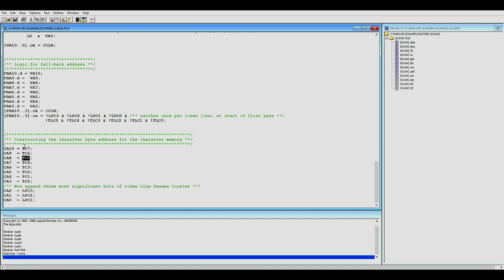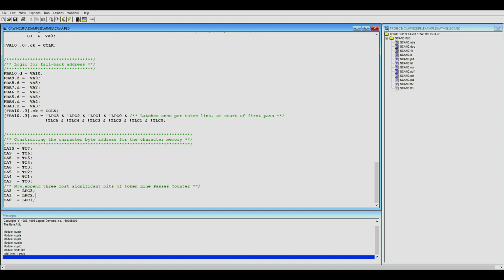We just move token code 7 to character address 10, token code 6 to character address 9, all the way down to token code 0, which goes into character address 3. And then we are left with the 3 least significant bits of that address, which again are just the 3 most significant bits of the line pass counter, just like we talked about earlier. So it's as simple as that. We just wire these bits up to the right pins, and we get the functionality we need to have.